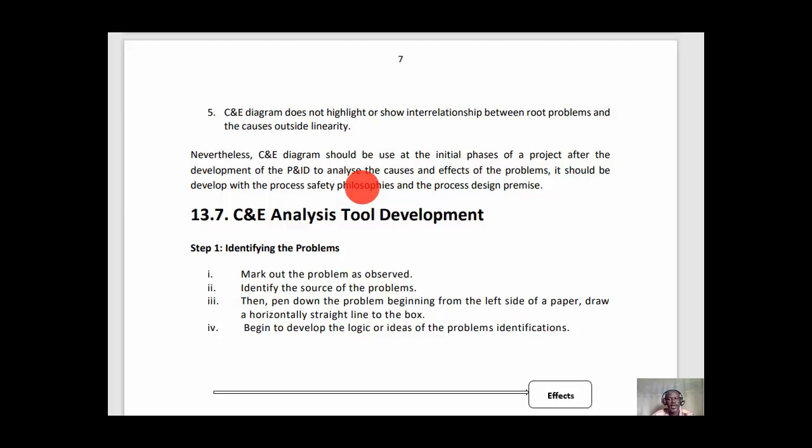Nevertheless, the C&E diagram should be used at the initial phase of a project, after development of the P&ID, to analyze the causes and effects of the problem. It should be developed with the process safety philosophies and the process design premise.